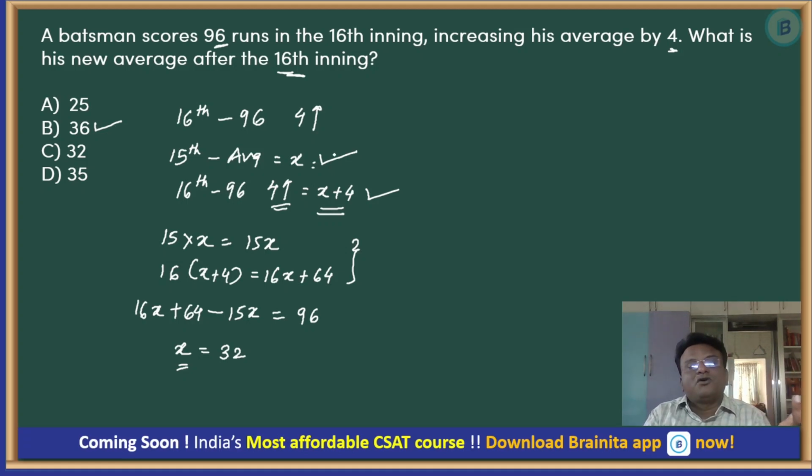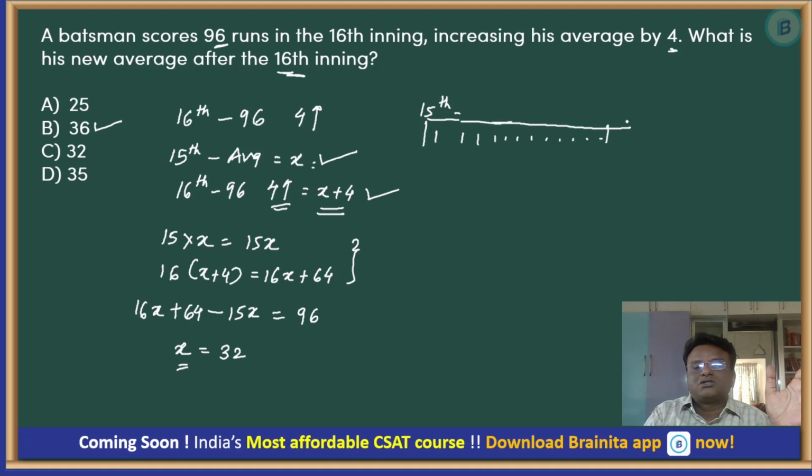So this is one way of solving this question, but you really don't have to do this much. If you really understand the concept of average, then you can actually see it. Think of it this way: up to the 15th innings he had a score, let us say these are the 15 innings, which has some average, right? Let us say this was the average. Then in the 16th innings, he scored 96 runs, which has taken this average up by 4, right?